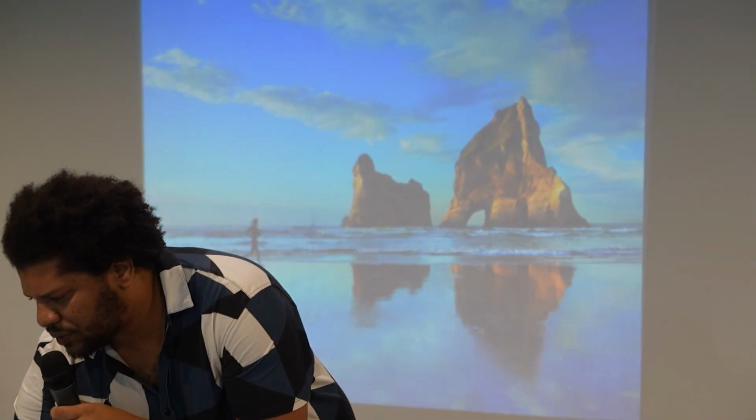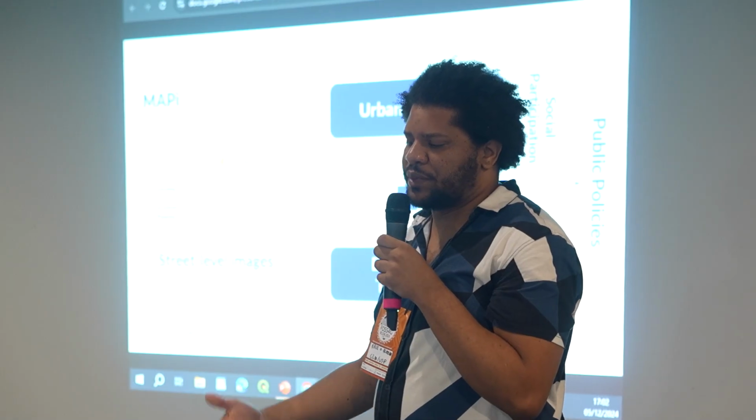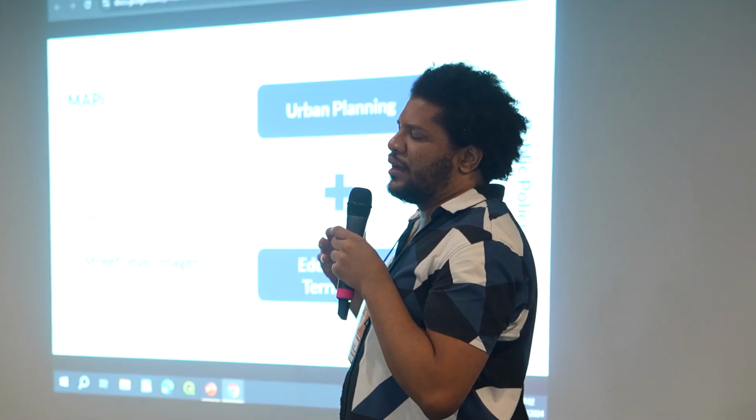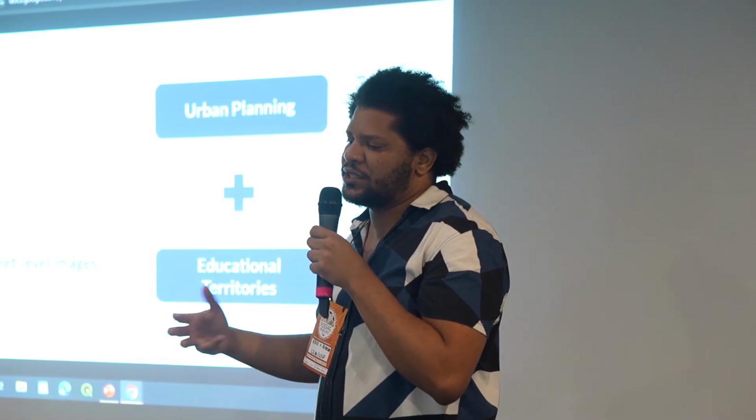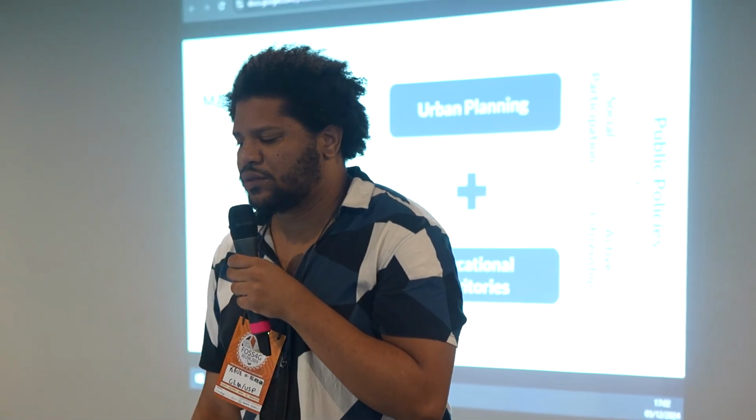So the area surrounding the school can be a component of the school curriculum and a place where teaching activities can take place. So for both of these, we see MAPi supporting these activities, providing tools for social participation and stimulating active citizenship. It can be a starting point for discussions that lead to influencing public policies based on communities' demands.